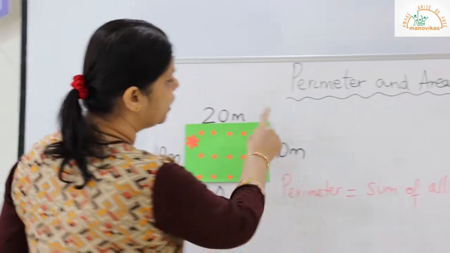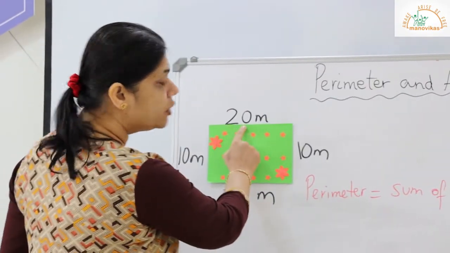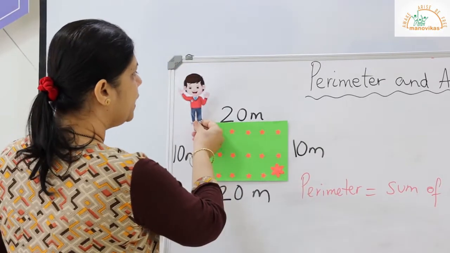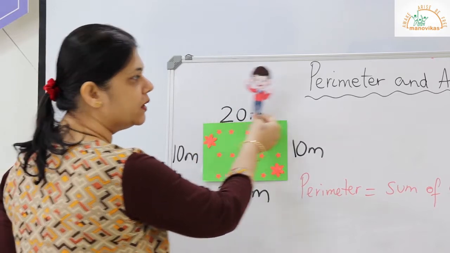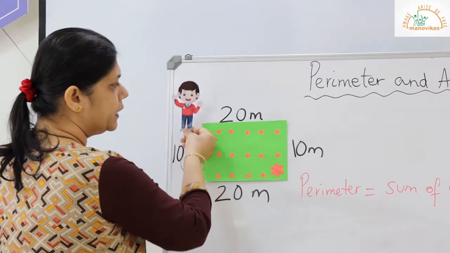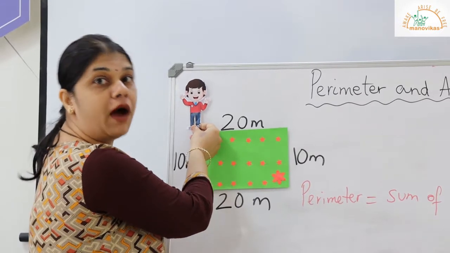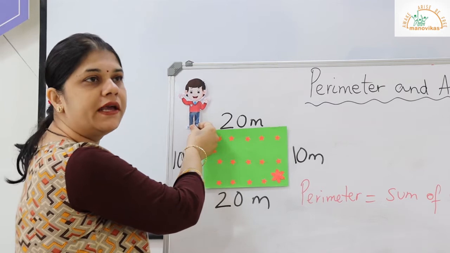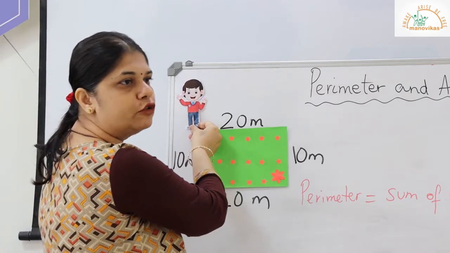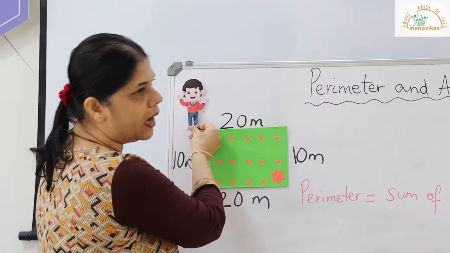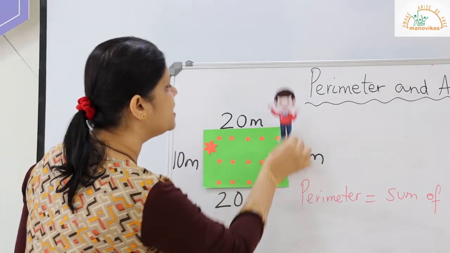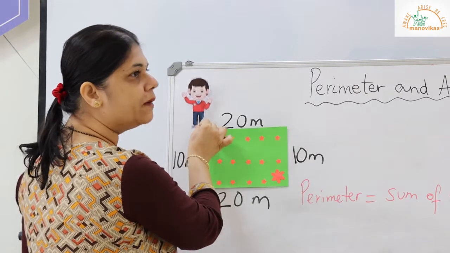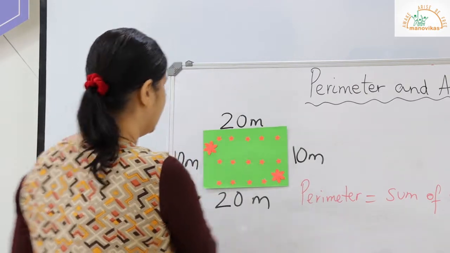This is a rectangular park. It has length of 20 meters and breadth of 10 meters. Now Johnny wants to put a fence around this park, but he does not know how much wire to buy. So first, to find how much wire he has to buy, he will have to find the perimeter of this park, since he has to fence it all around the park. So let us find the perimeter of the park.